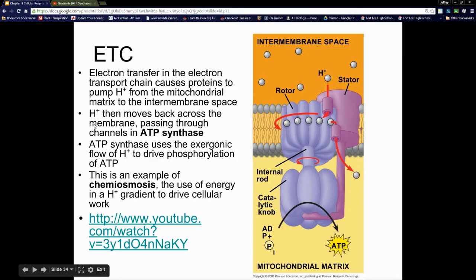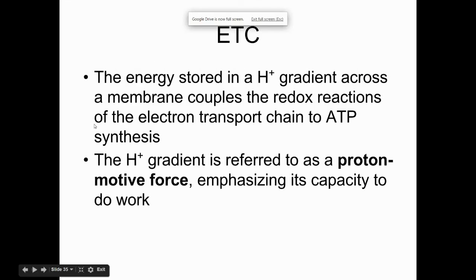So that just gives you a little bit of an idea. This is just talking about the hydrogen ion gradient. You can read that on your own if you want, but we've already mentioned it.